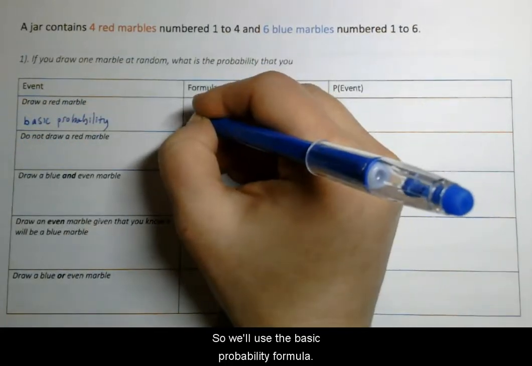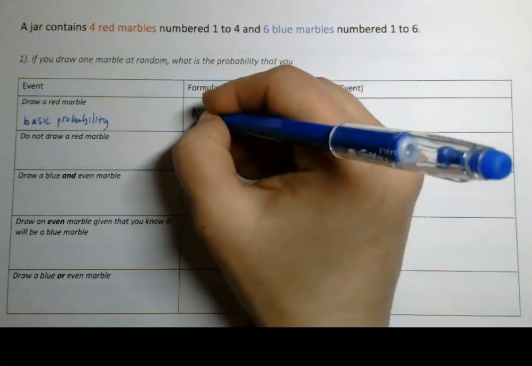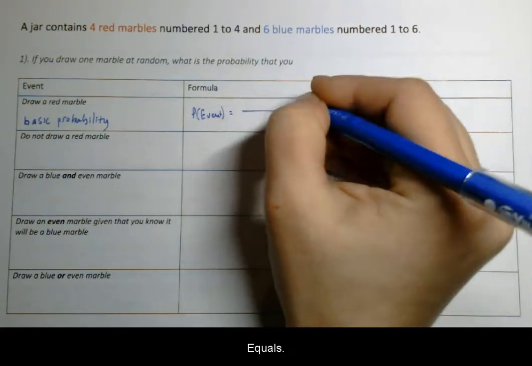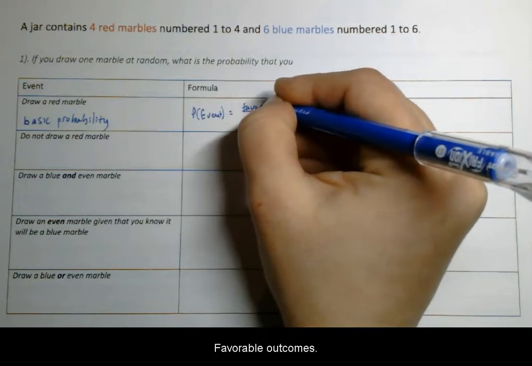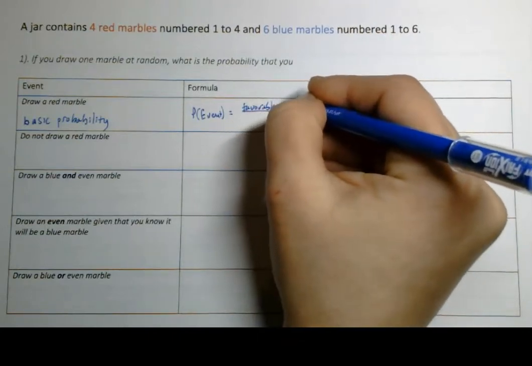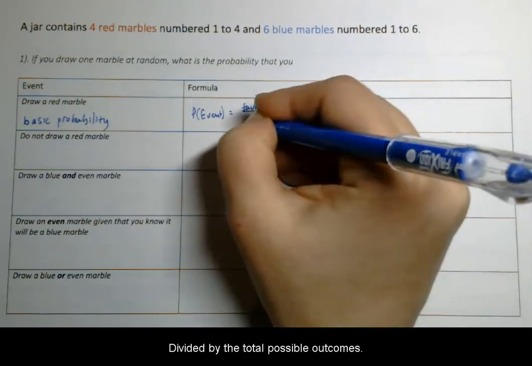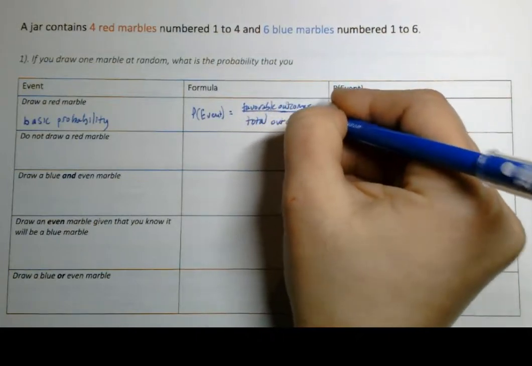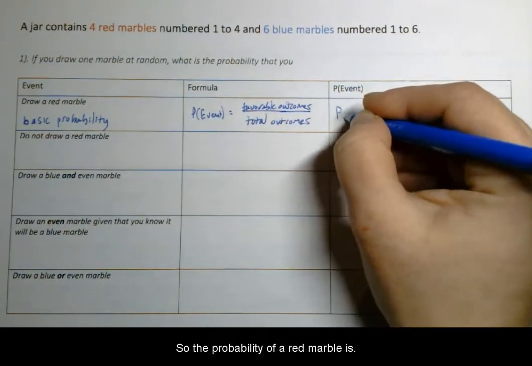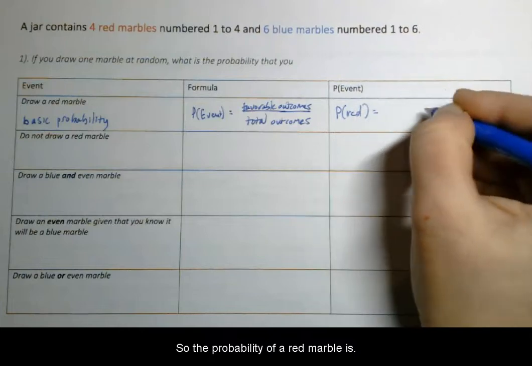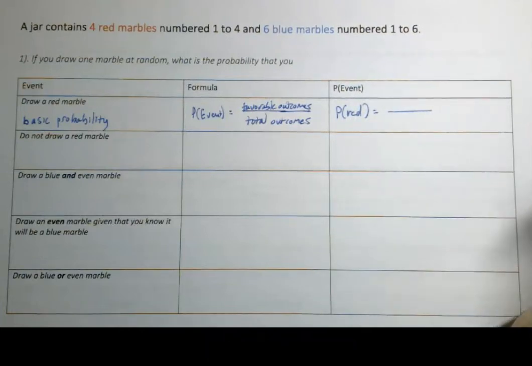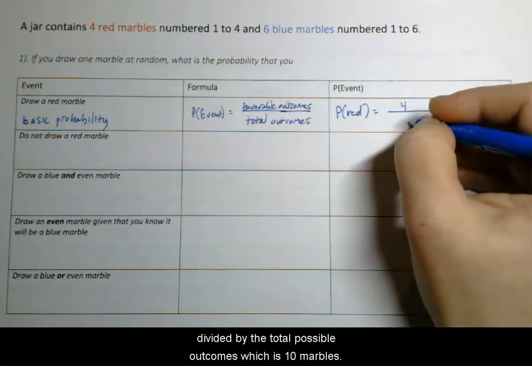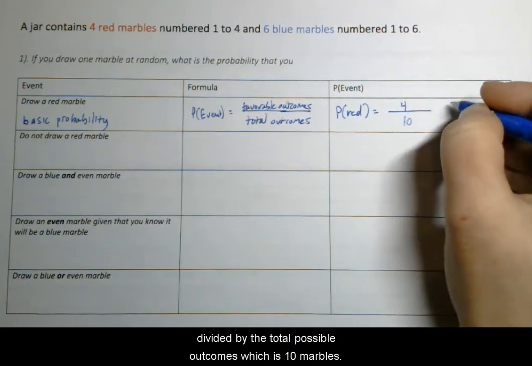So we'll use the basic probability formula. Probability of the event equals favorable outcomes divided by the total possible outcomes. So the probability of a red marble is the outcomes that are red marbles, there's 4 of them, divided by the total possible outcomes, which is 10 marbles.